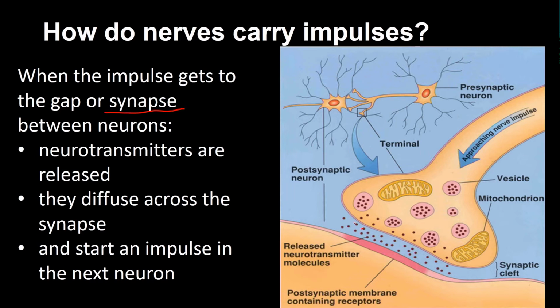The way the impulse gets across the gap is by chemicals, and these chemicals are called neurotransmitters. And when the impulse arrives, these little vesicles release the chemicals, which diffuse across the gap, and when they get to the next neuron, they actually start an impulse.